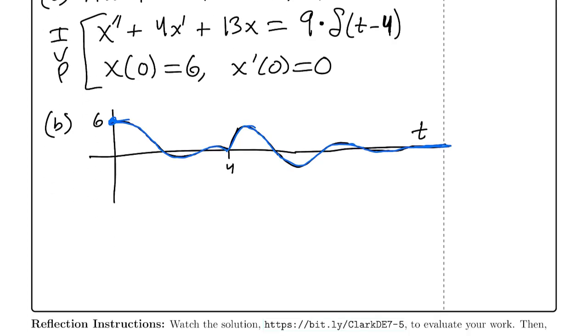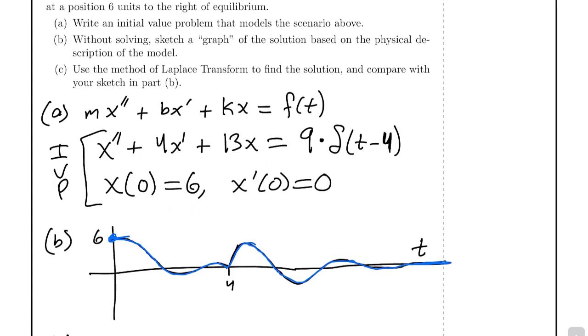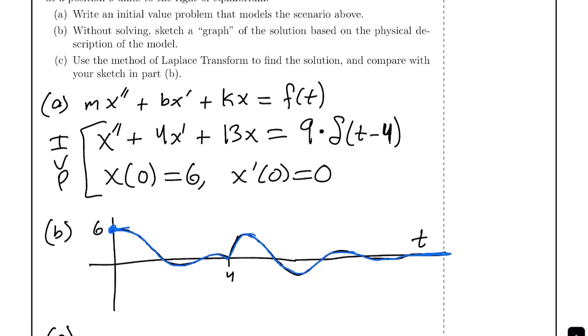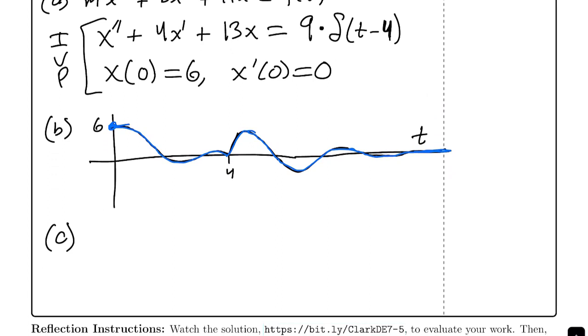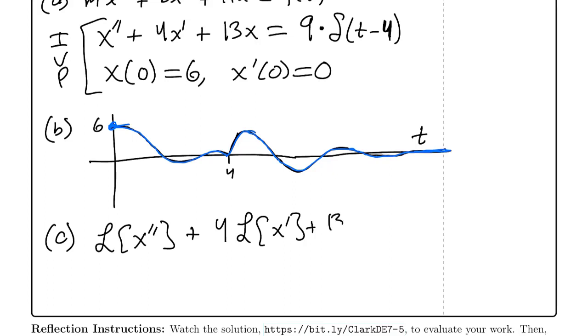Okay, and then for part C, we're going to need a new page. It just says use the method of Laplace to find the solution and compare it with your sketch in part B. So if I take Laplace of the differential equation using the linearity, I can write this as L of x double prime plus 4 L of x prime plus 13 L of x equals L of, well, I can use the linearity again, 9 L of dirac t minus 4.